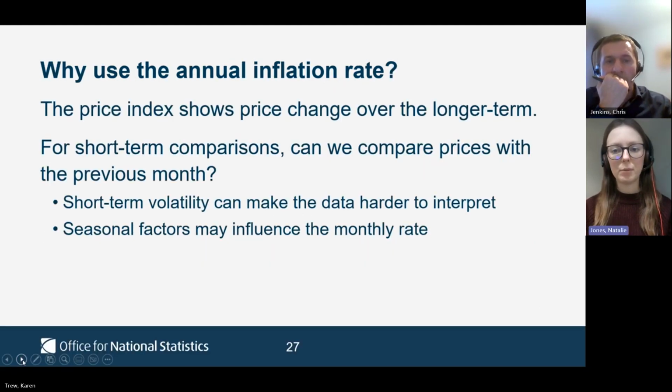When we publish our data, we lead with the annual inflation rate, and this is what the government targets too. The price index shows the price change over the longer term. This is where you can understand the impact of things like Brexit and the coronavirus pandemic. However, often we're also interested in what has happened more recently. For short-term comparisons, we could compare prices with the previous month. However, short-term volatility can make the data harder to interpret, and seasonal factors may influence the monthly rate.